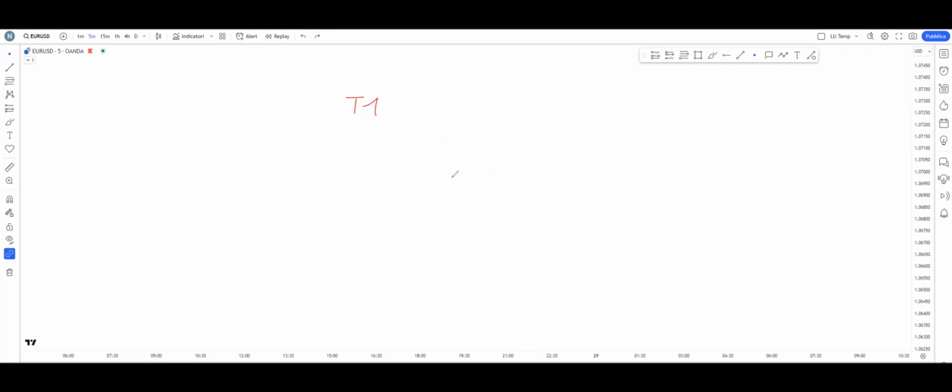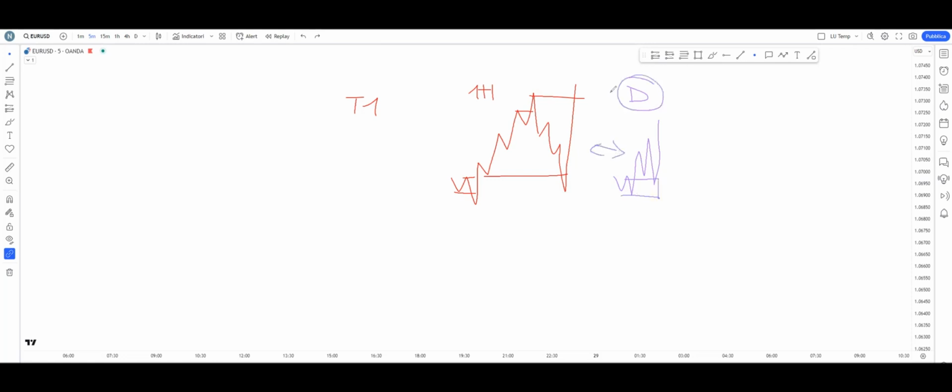Also, why do we use the actual T1? Because our range cycle looks something like this. And let's say we are on the 1 hour time frame. And if we move, let's say, onto the daily, what we will see is simply something like this. And as you can see, they're very similar. One is simply smaller than the other. That's because of fractals. That's why we use T1, right?